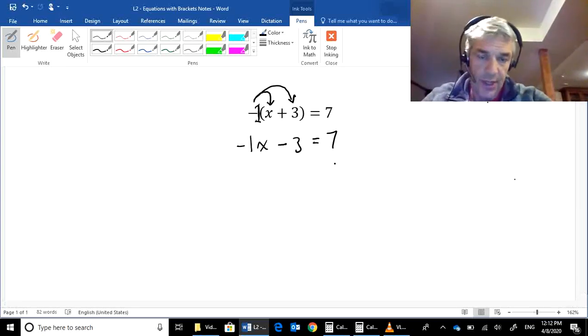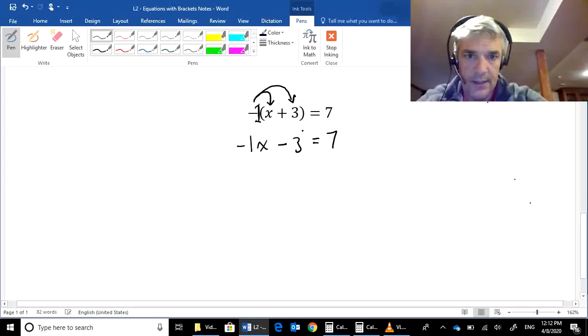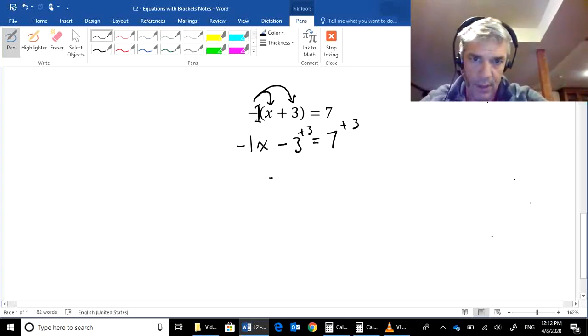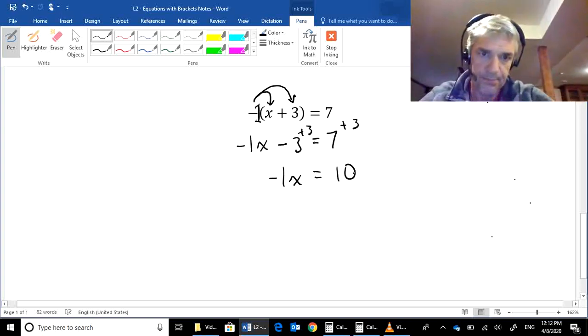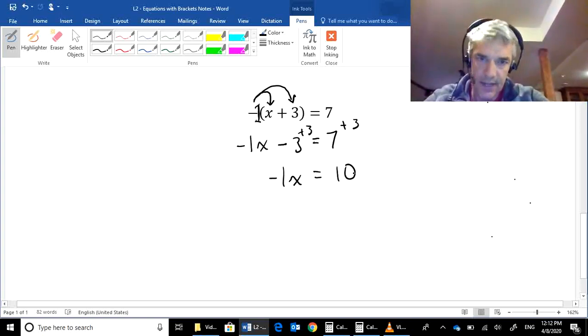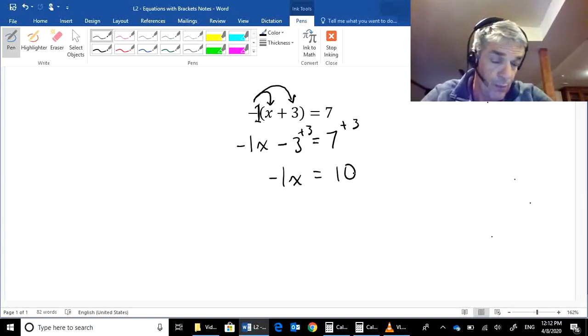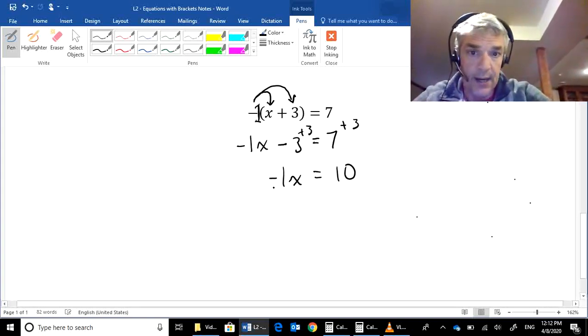Now what I'm going to do is the minus 3 is on the wrong side, so I add 3 here, I add 3 here. This now changes, of course, this becomes 0, this beautiful part here. And so I end up with minus 1x equals 10. And again, I have a number in front of the x that I want to get rid of. It's multiplying by it. So when it's multiplying by it, I decide I'll divide.